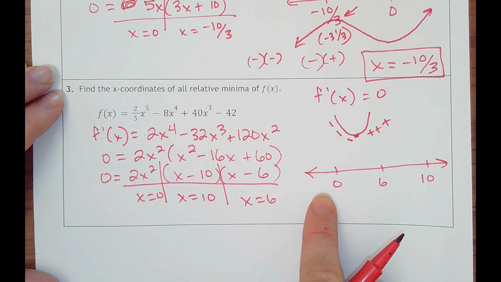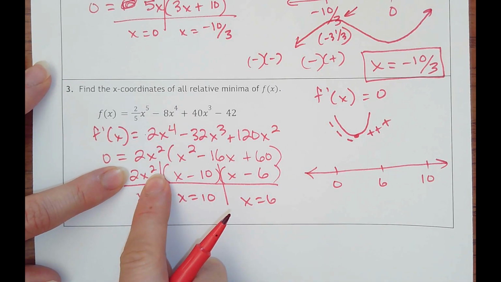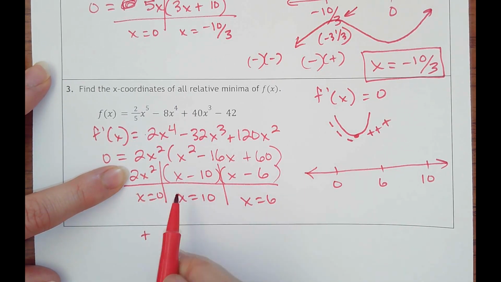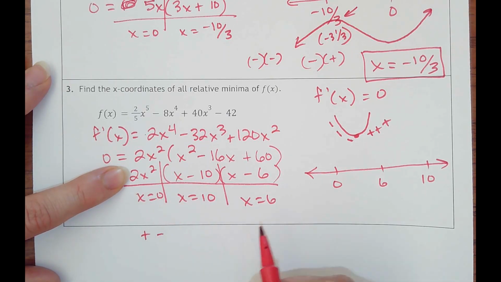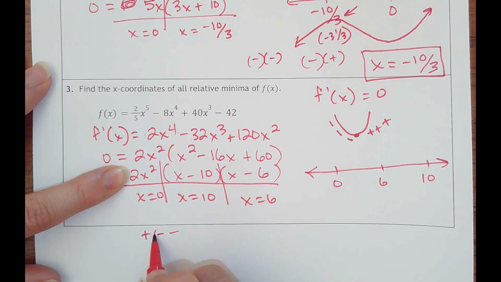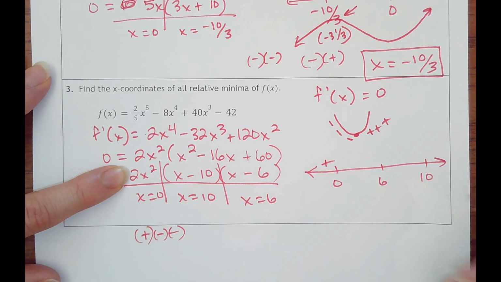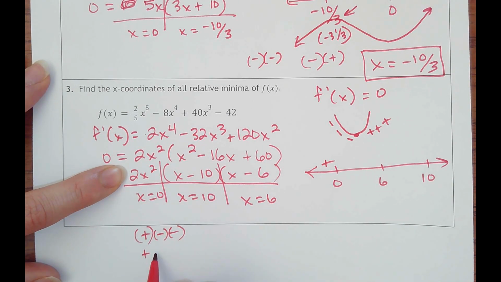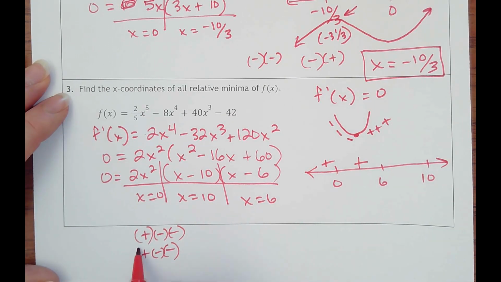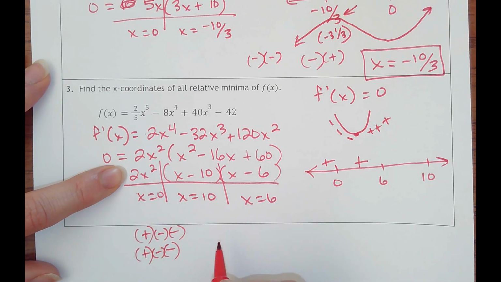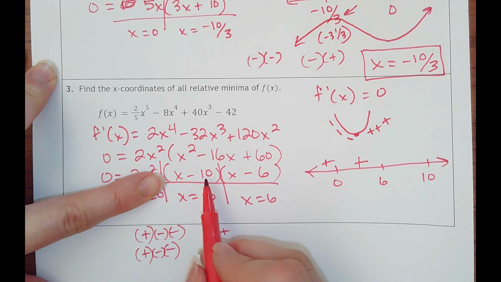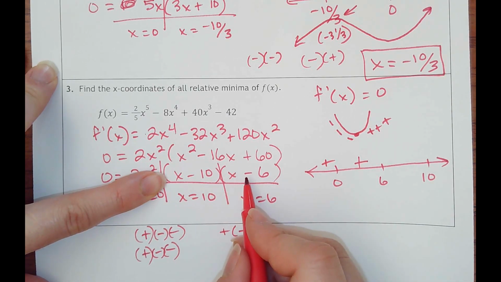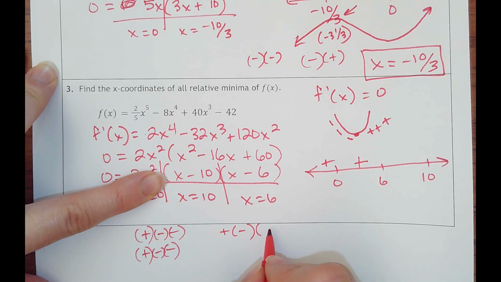So let's say I pick a negative number, like negative 1, and I plug it in. Negative 1 squared would be positive, times 2 is positive. Negative 1 minus 10 would be a negative, and negative 1 minus 6 is a negative. So a negative times a positive is positive. Pick like 1. That'd be positive. 1 minus 10 would be a negative. 1 minus 6 would be a negative. So again, that's going to get a positive. And then pick 7. 7 squared times 2, that's going to be positive. 7 minus 10 is negative, and 7 minus 6 is positive. So that multiplies to get a negative.